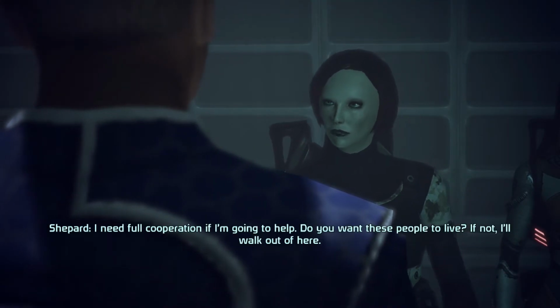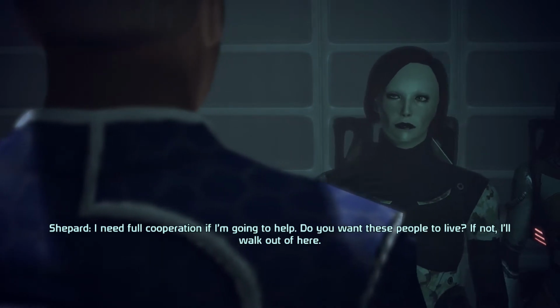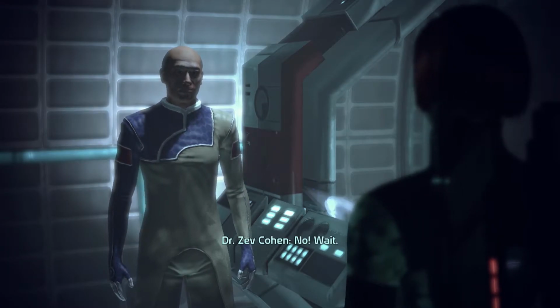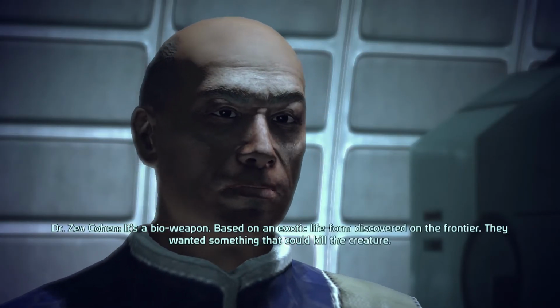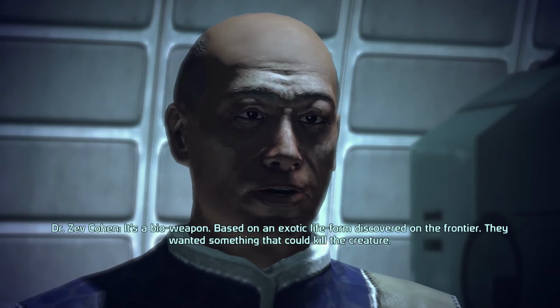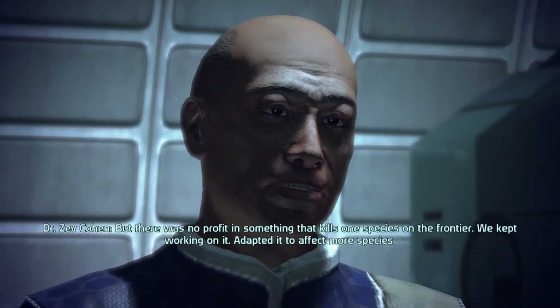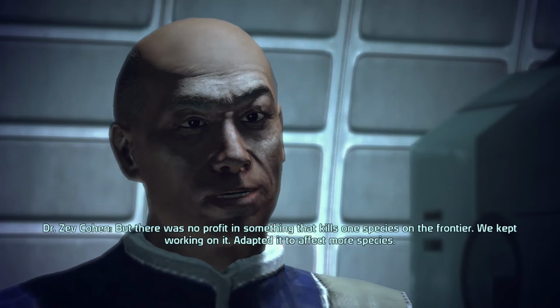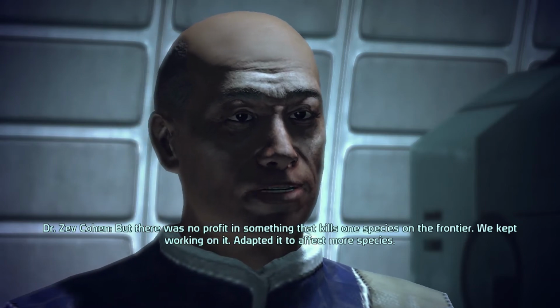I need full cooperation if I'm gonna help. Do you want these people to live? If not, I'll walk out of here. No, wait. It's a bioweapon. Based on an exotic life form discovered on the frontier. They wanted something that could kill the creature. But there was no profit in something that kills one species on the frontier. We kept working on it and adapted it to affect more species.